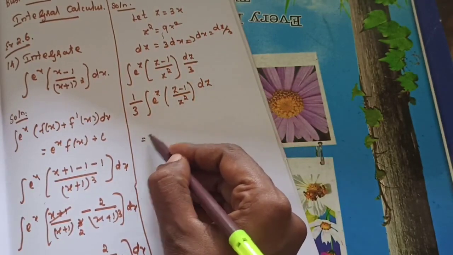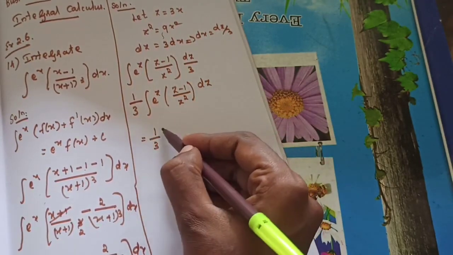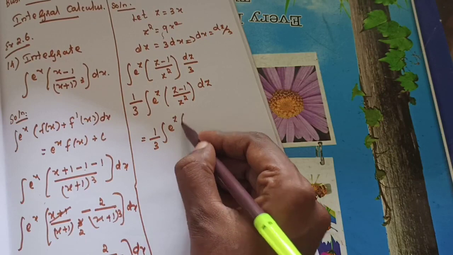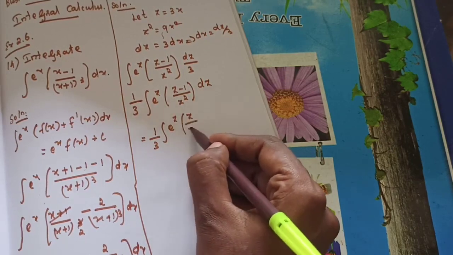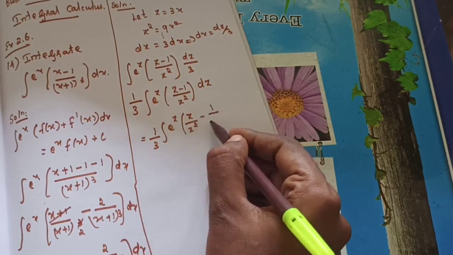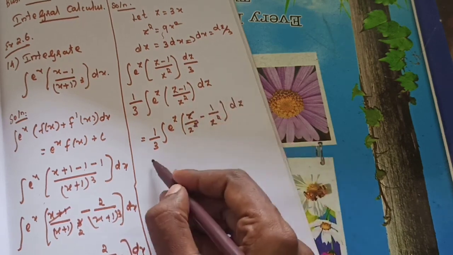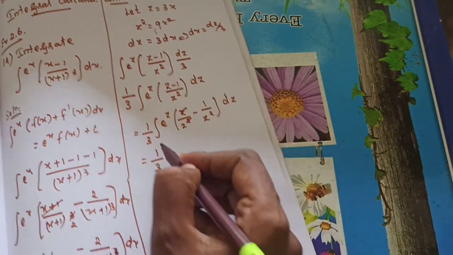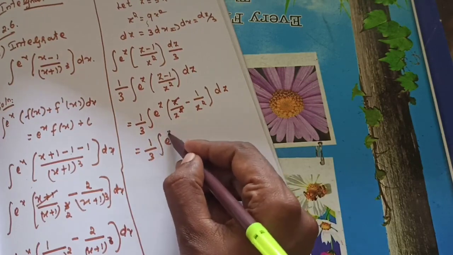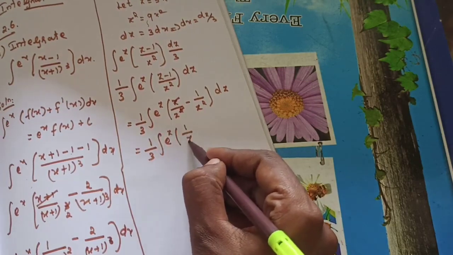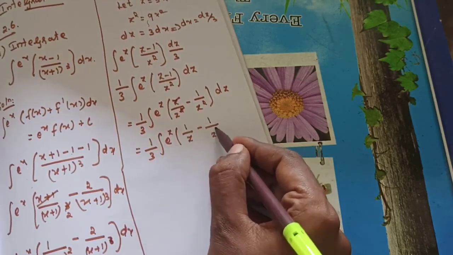So that's equal to 1 by 3 into e power z into, shall I split as two? So z by z square minus 1 by z square into dz. So z and one z will get cancelled. So what's the balance? 1 by 3 into e power z into [1 by z minus 1 by z square].